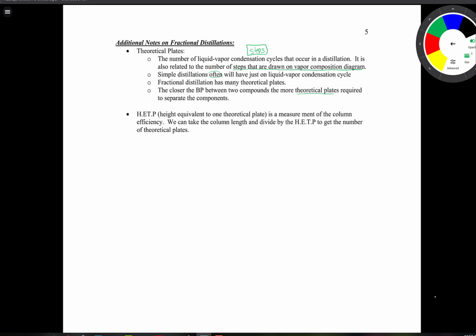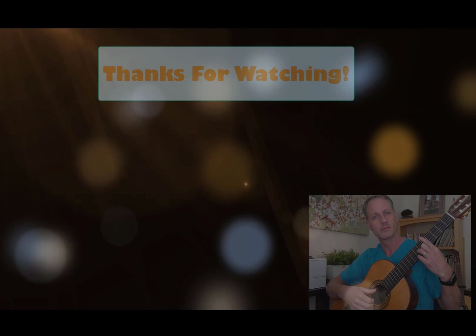One of the terms that you may see if you go on in chemistry is something called HETP. It's the height equivalent to one theoretical plate. It's a measurement of the column efficiency, essentially. So when you buy a column, you can buy columns that have lots of HETPs. Depending on what you're trying to do, you may want to have a column that has lots of plates.